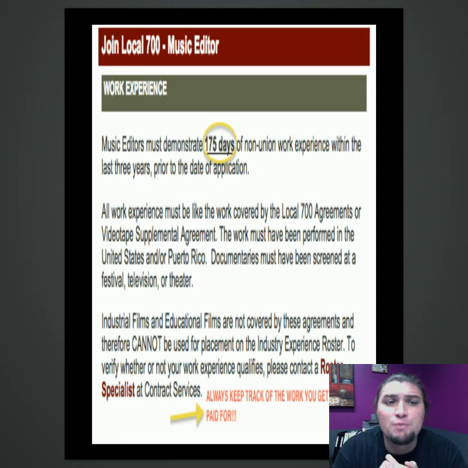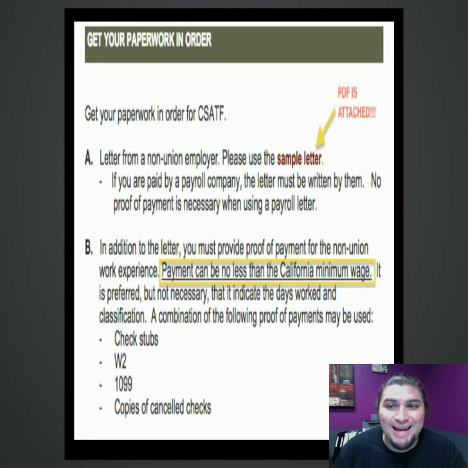If you intend on joining the local, this is exactly what you must do. There's a specific criteria where it's 175 days of non-union work, and it has to be at no less than the California minimum wage. It says here you need paperwork in order to even get considered for an orientation meeting, because that's really what it is. You got to prove to them that you can pay your dues.